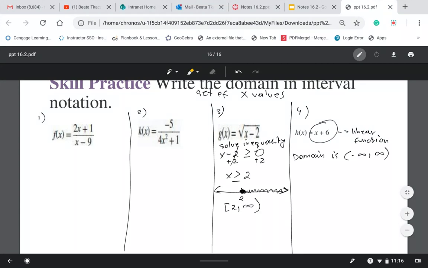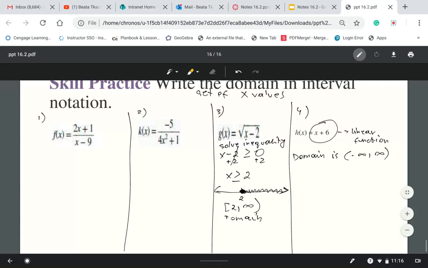That means we will only evaluate this function for any x's greater than or equal to 2. Let's say when x is equal to 0, you will end up with the square root of negative 2, which we cannot evaluate. So this is the domain.